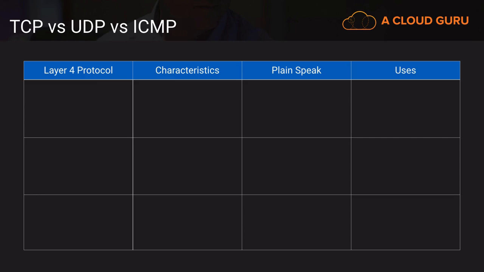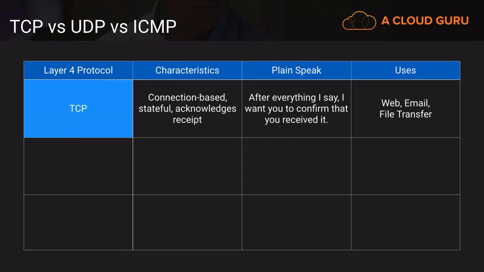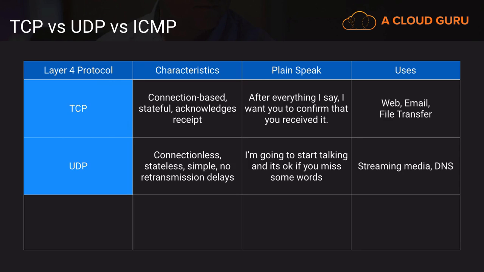Let's take a look at the differences between 3 layer 4 protocols, and you're probably going to get asked some questions on the exam regarding these protocols. First, we have TCP, and TCP is known as a connection-based stateful protocol, and it acknowledges receipt. So in plain speak, after everything I say, I want you to confirm that you received it. In contrast, UDP is connectionless and stateless. The plain speak version of that is, I'm going to start talking, and it's okay if you miss some words.